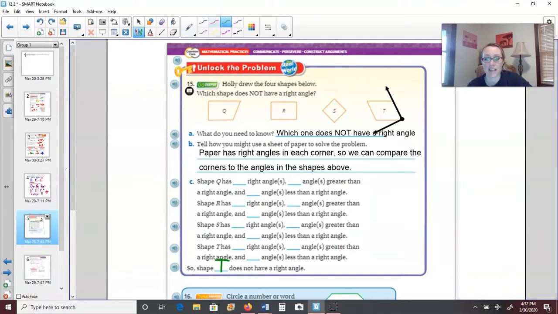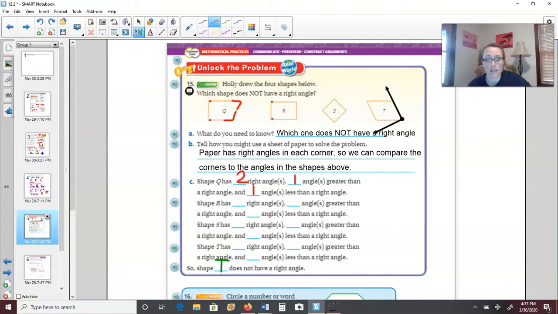But in case you did, I will go over the answers with you so that you can check. Shape Q has two right angles, these two perfect corner angles, and it has one angle that is greater than a right angle and one angle that is less. This angle up here is less than a right, and the bottom is greater than.